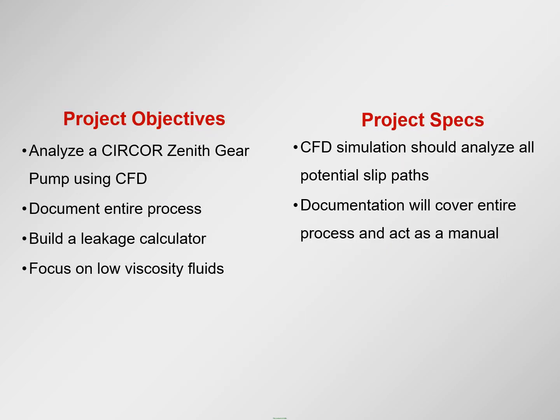So our project objectives were to analyze the Circor Zenith Gear Pump using CFD. We needed to document the entire process so it could be easily replicated. We needed to build a leakage calculator. We chose to do so in Excel, and that would show any leakage results from the CFD simulation and also testing that was done in-house at Circor. And we also needed to focus on low viscosity fluids.